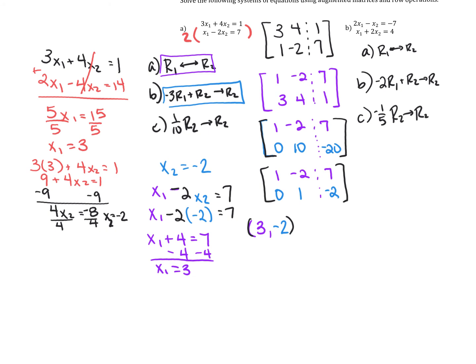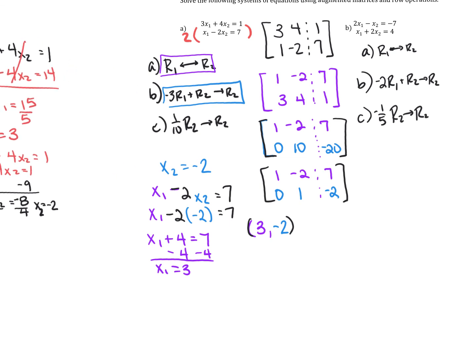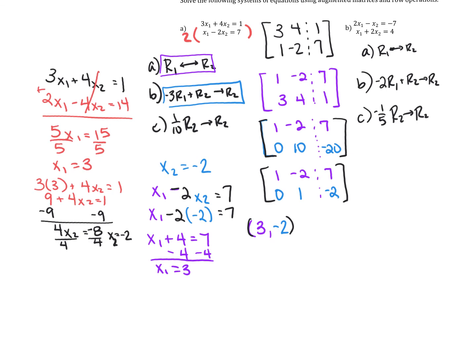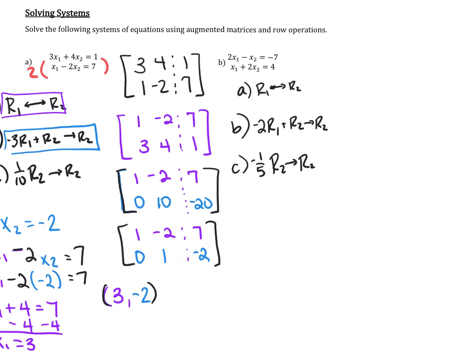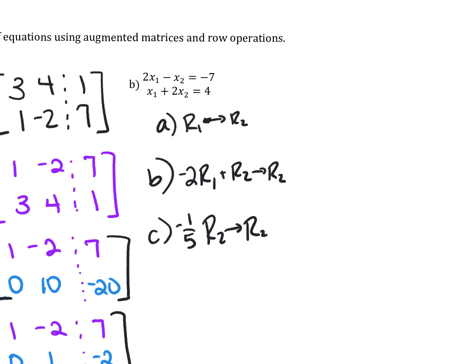So let's look at one more. And again, we'll start off by writing the augmented matrix for this. So the augmented matrix consists of 2, negative 1, that equals negative 7. And then we have 1, 2, and 4. First step says row 1 and row 2 need to switch. So we're going to switch row 1 and row 2.